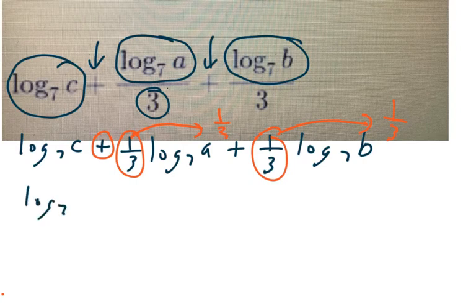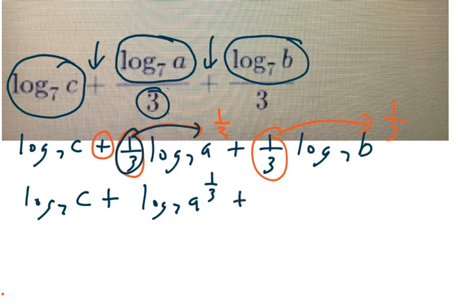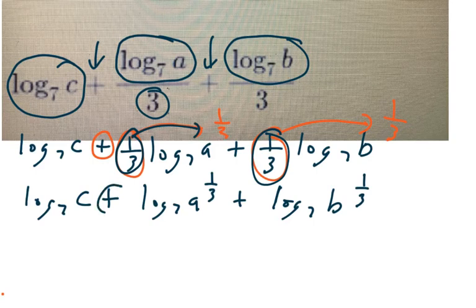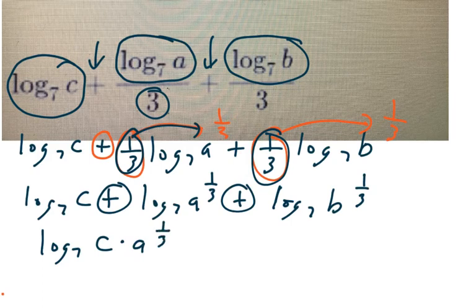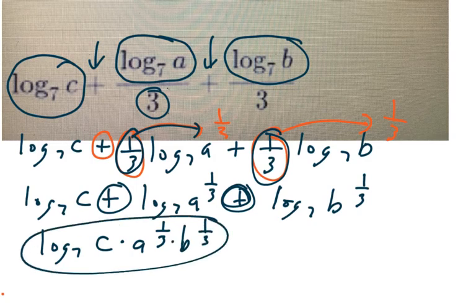So we have the log base 7 of c plus still. We're going to bring this 1/3 up. So log base 7 of a to the 1/3 plus, bringing this 1/3 up, log base 7 of b to the 1/3. Now let's take care of the pluses by making them into times. So we have the log base 7 of c times a to the 1/3 times, this plus here's another times, b to the 1/3. And guys, there's your answer.